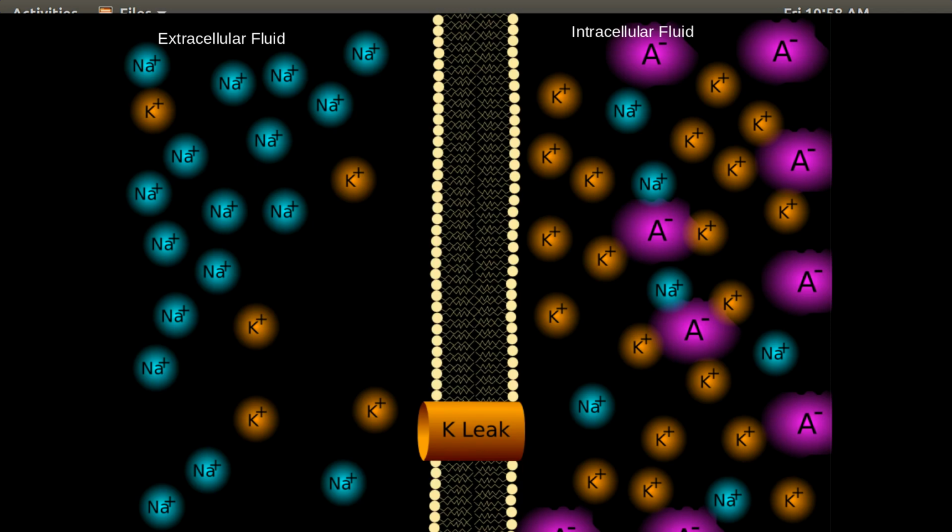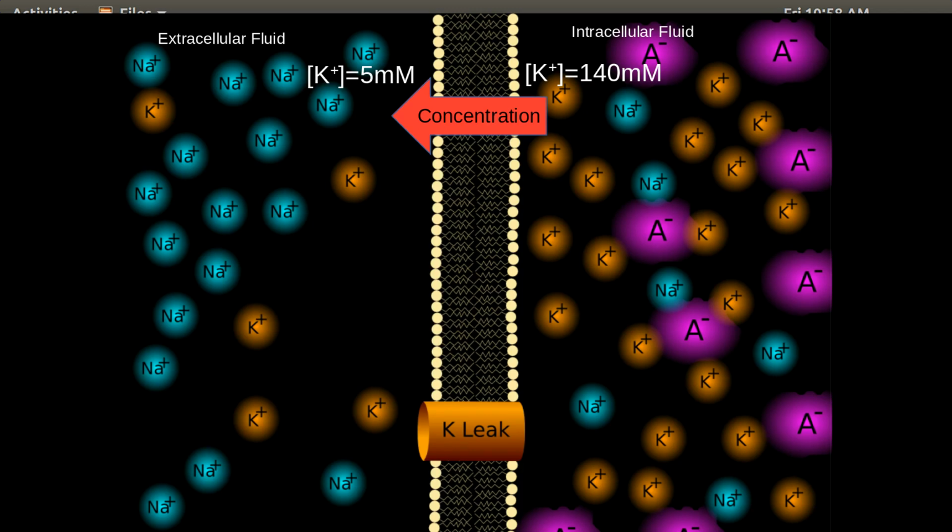Concentration gradients. Where does the concentration gradient want to push the potassium? Out, yeah. So that's going to want to start pushing it out this way. Which way does the electrical gradient want to push it? In, yes. So the electrical gradient wants to push it in. And again, this is our concentration difference, 5 millimolar on the outside, 140 on the inside. And then we have our electrical gradient wanting to push it in.